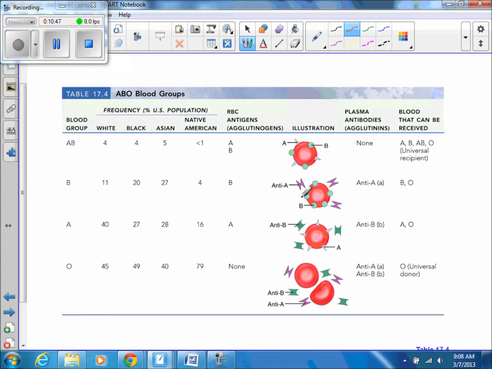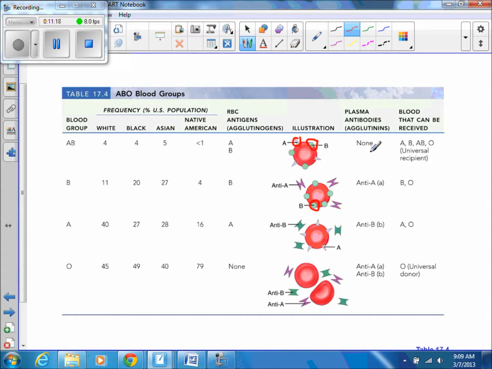All right, this picture shows what's on the red blood cells. So if you have type AB, you have an A antigen right here, and you also have a B antigen. So when you fill out the chart, on the first column, I'm looking for pictures like this, where you just draw a red blood cell and label what antigens are on it. Okay, so if I have type B blood, I'm going to have just B antigens.